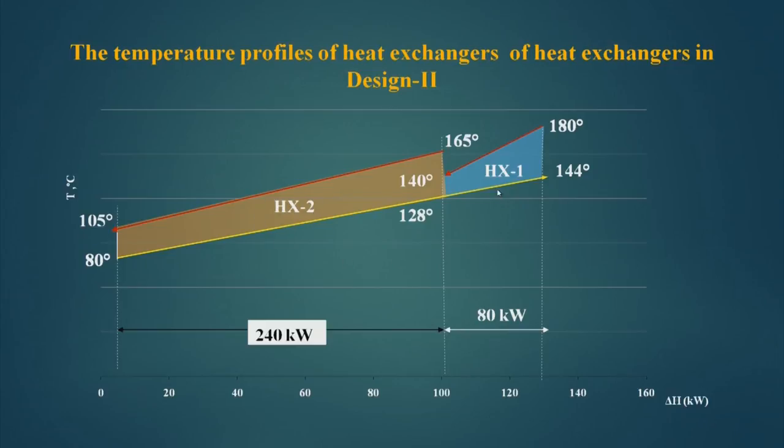For heat exchanger number 1, the cold inlet is 128, outlet is 144 degree centigrade, hot inlet is at 180 degree centigrade and outlet is 140 degree centigrade. And this heat exchanger is a small heat exchanger compared to this, having a capacity of 80 kilowatt.